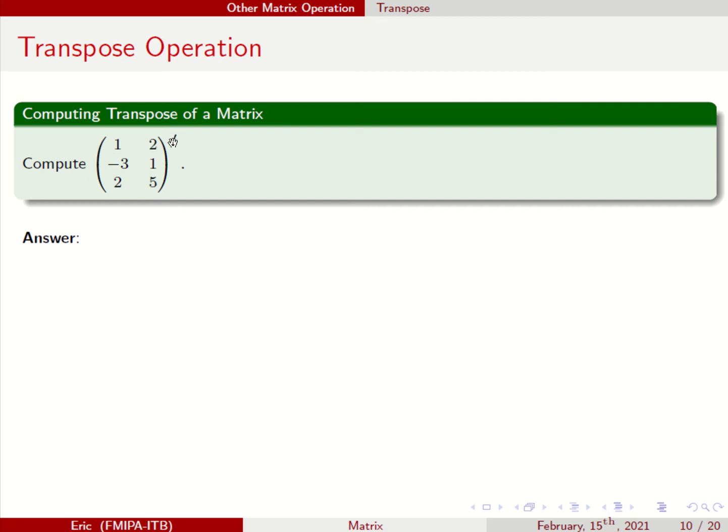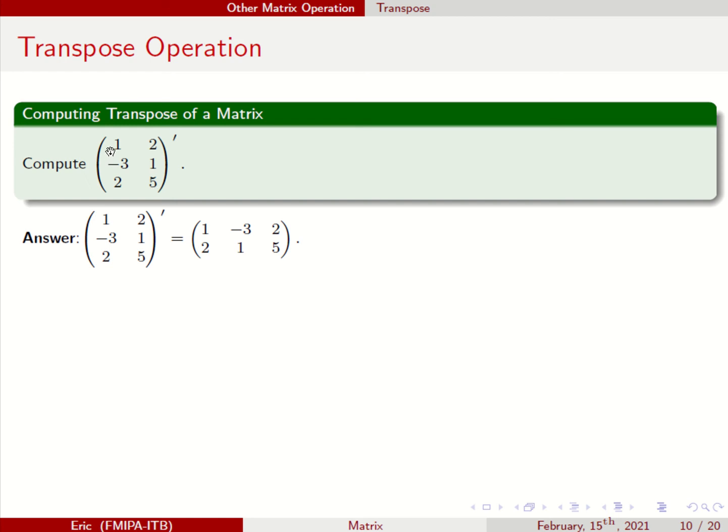If you have a prime or small letter t or capital T, it means you want to find the transpose of this matrix. When you are dealing with the transpose of a matrix, it is changing the column into row and row into column. So here the first row becomes the first column, the second row becomes the second column, and the third row becomes the third column.